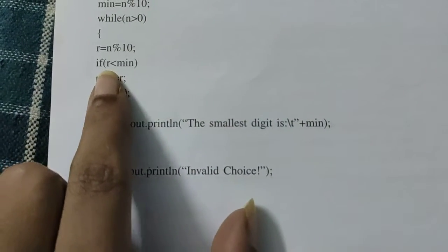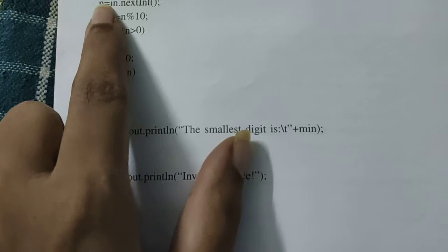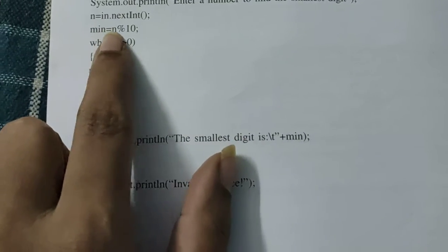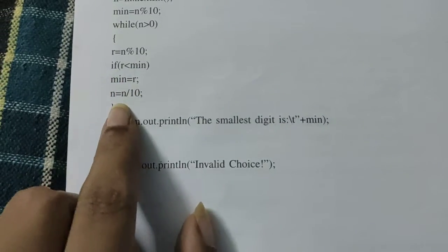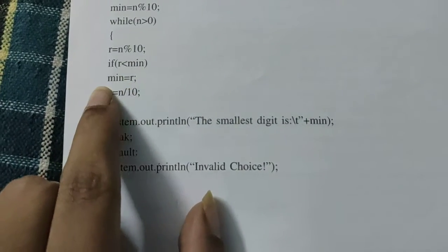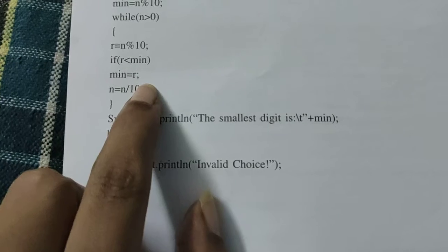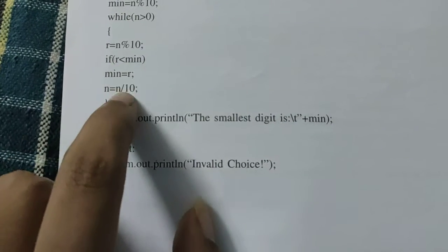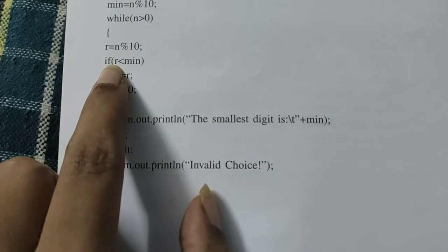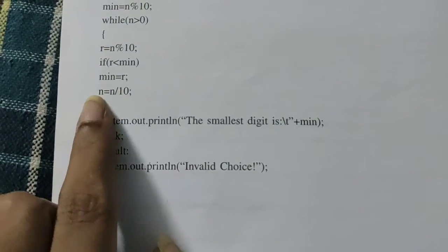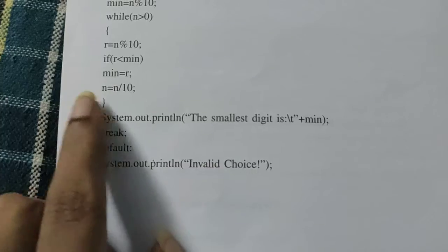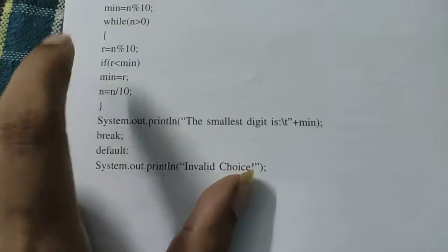Then you are going to check if R is less than minimum. Minimum is the first digit you got here. We are going to check whether R is less than it. If it is less, you swap: minimum is equal to R. If it is not less, it is not going to come here. If R is the smaller number, you swap it to the minimum, and again n is equal to n by 10 to get the second digit.